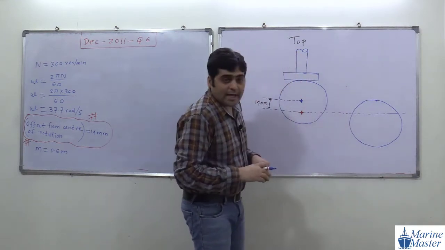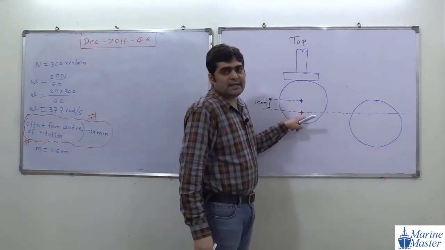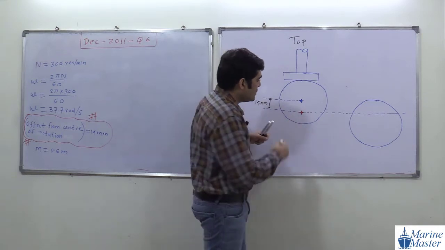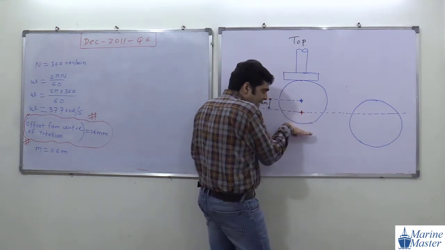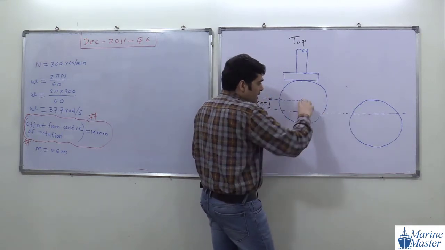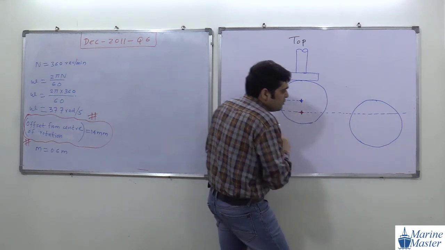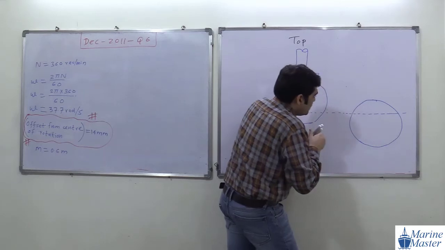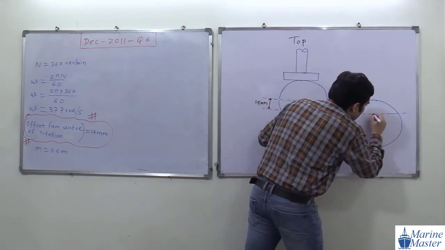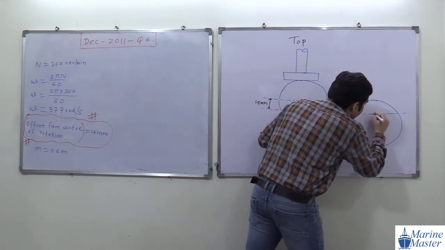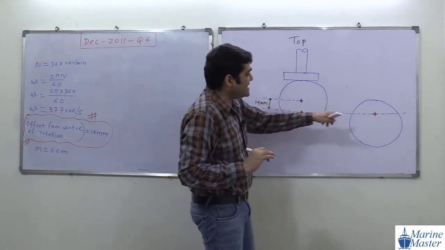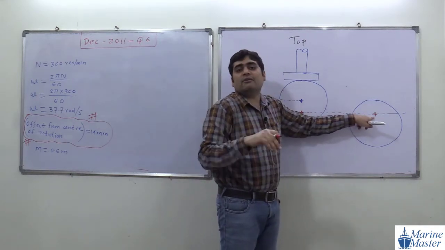So here try to see the scenario. This center of rotation position is fixed. Whatever portion is below this line goes up, and whatever portion is above this line goes down. So this center will go down here. Now, this is the position of the center of rotation. This position is fixed. With respect to this position, where will our center come?